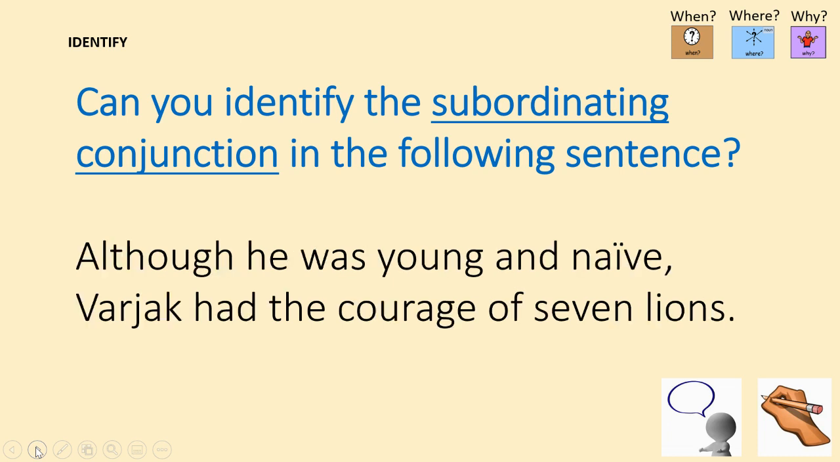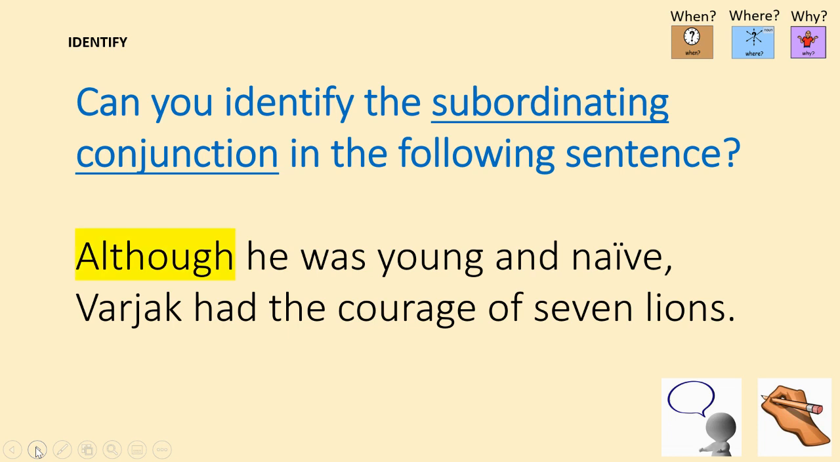Okay, let's go. Can you identify the subordinating conjunction in this sentence? Let's read the sentence together. Although he was young and naive, Varjak had the courage of 7 lions. Okay, this is a bit tricky, this one. It's a bit trickier, isn't it? I know some of you have found it already and you haven't been tricked at all. Okay, say it out loud. Write it down quickly. Where's the subordinating conjunction there?